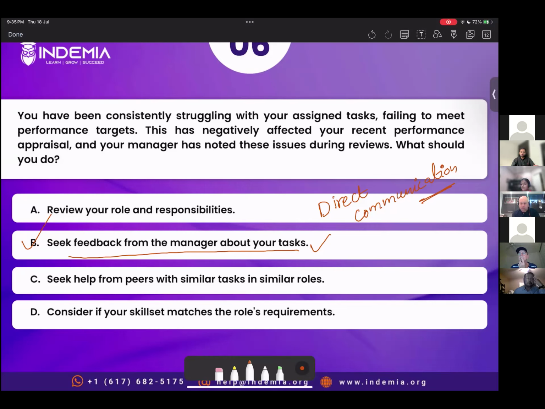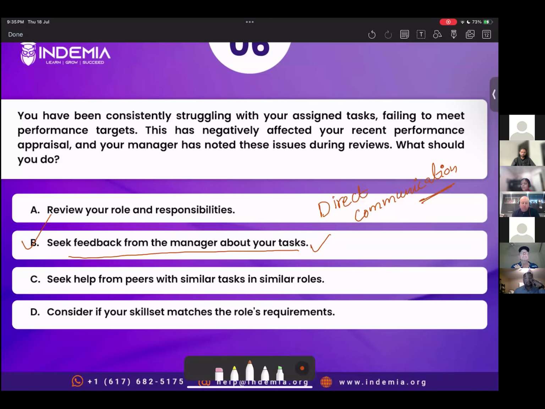A peer or a colleague who has a similar role can give you general feedback, okay, do this, do that, but specific problems, like what exactly you lack, they don't know. So they might not be able to give you specific feedback about your role or your situation. They can give you a general idea, like this is the role and these are some of the good practices that you need to take care of. But to get specific feedback, you need to talk to your manager. That's why B is a better choice as compared to C.